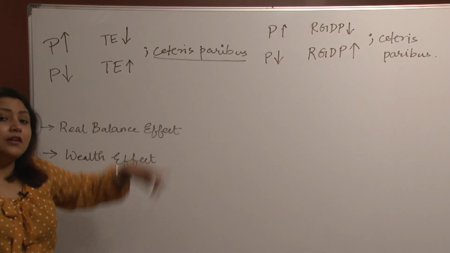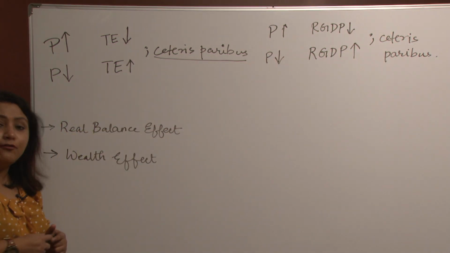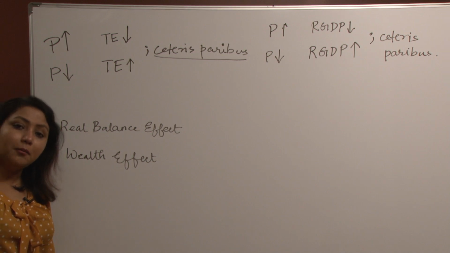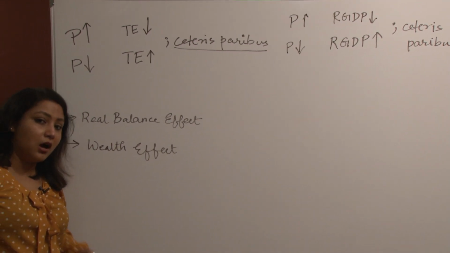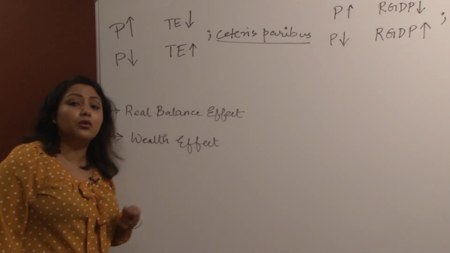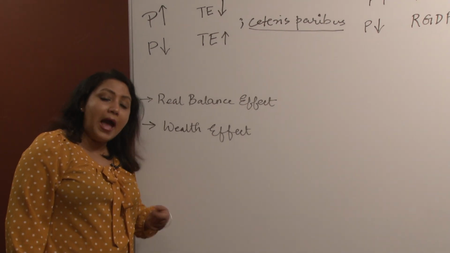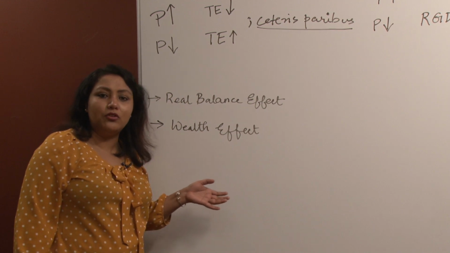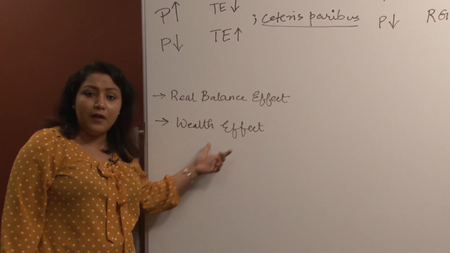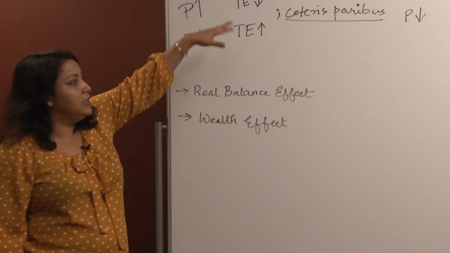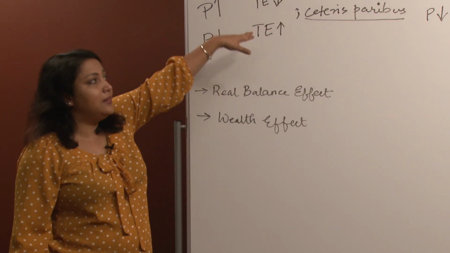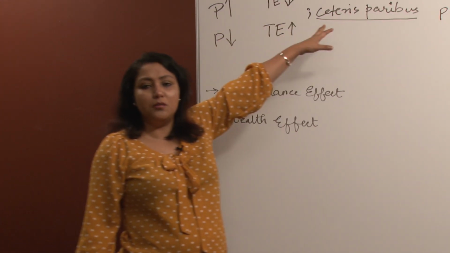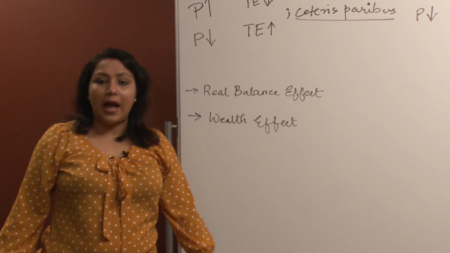And due to this inverse relationship, we have the downward sloping aggregate demand curve. So, that is where we started. We were trying to answer the question why the aggregate demand curve is downward sloping. So, now we have answered that question. The answer lies here in these two effects. These two effects basically lead to that inverse relationship, and this inverse relationship is responsible for the downward sloping aggregate demand curve.